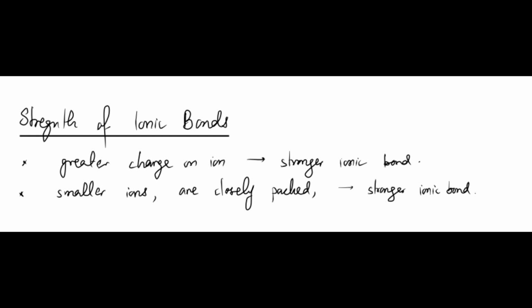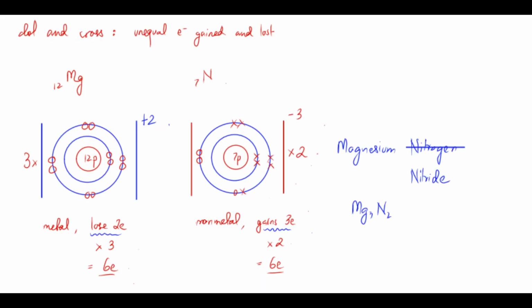The smaller the ion, the more closely they are packed, and the stronger is the ionic bond because they have a strong electrostatic force of attraction between the ions. So the strength of the ionic bond depends upon 2 factors: the charge on the ion and the size of the ion. Now let's see an example of the formation of an ionic compound where the number of lost electrons is not equal to the number of gained electrons.